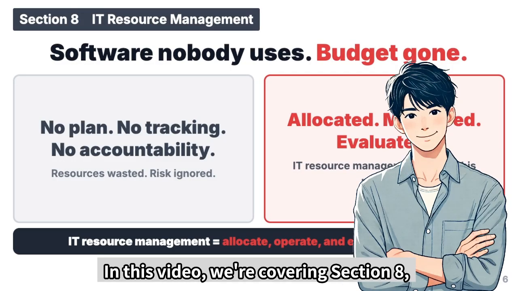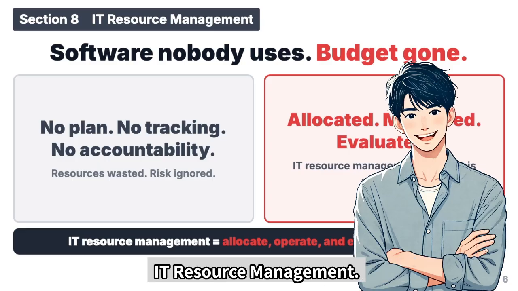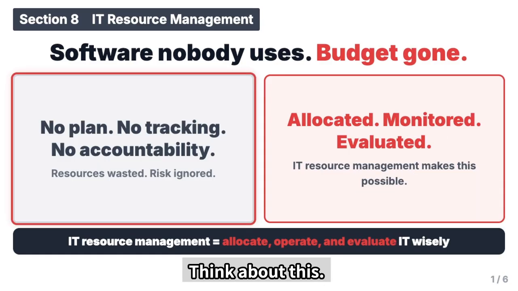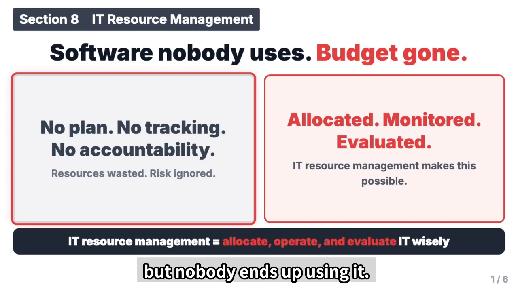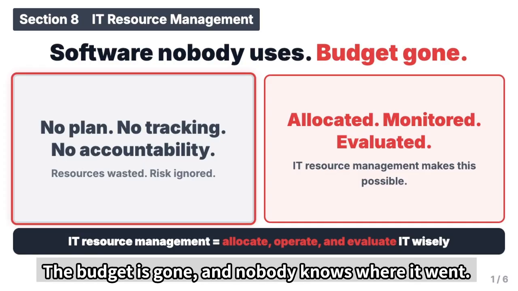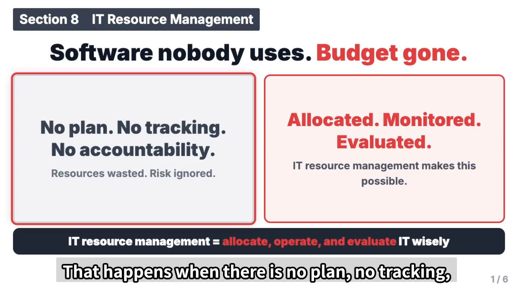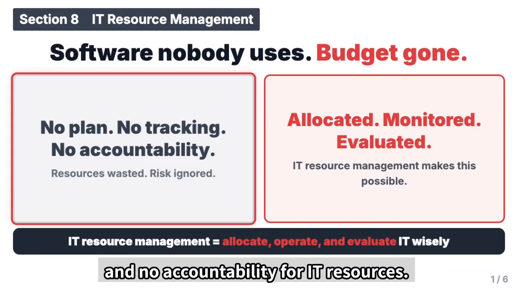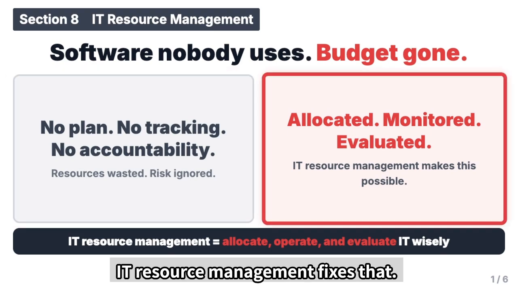In this video, we are covering Section 8, IT Resource Management. Think about this. A company buys software, but nobody ends up using it. Servers run at 10% capacity. Licenses keep renewing automatically. The budget is gone, and nobody knows where it went. That happens when there is no plan, no tracking, and no accountability for IT resources. IT resource management fixes that.